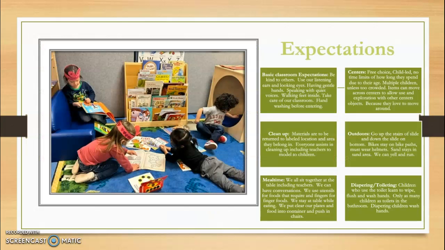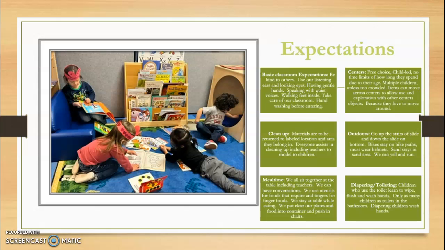And next is classroom expectations. So we have our basic classroom expectations, which are be kind to others, use our listening ears and looking eyes, have gentle hands, speak with quiet voices, walking feet while inside, taking care of our classroom, and hand washing before entering. These expectations should be given at the beginning of starting school and should be reminded throughout so that children are aware from the beginning.